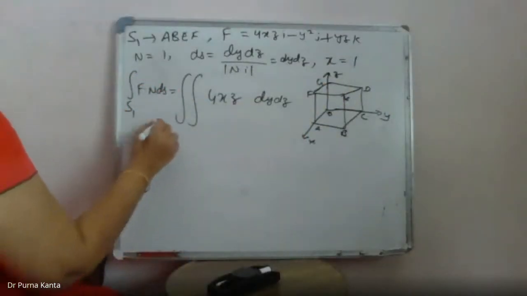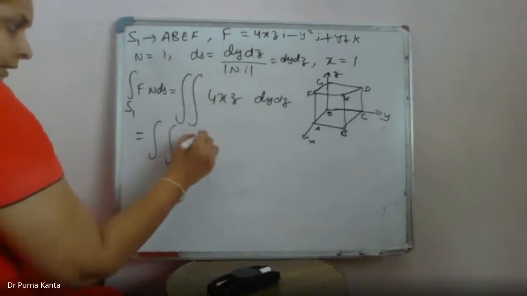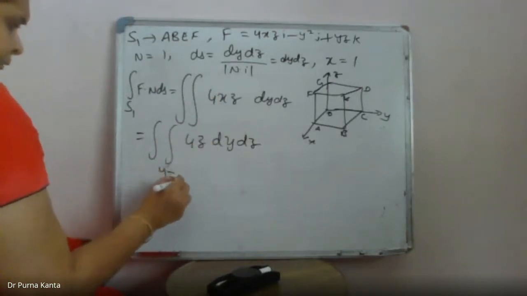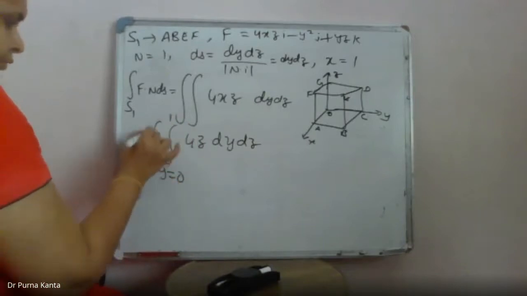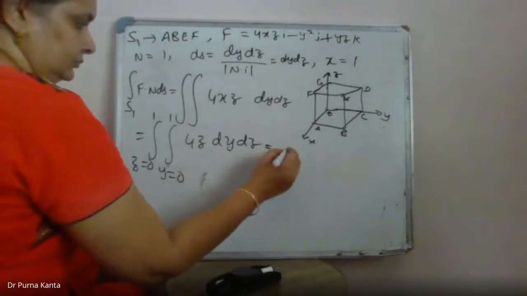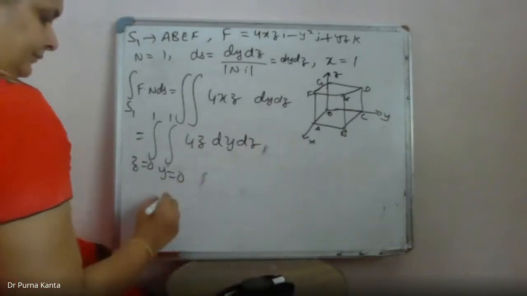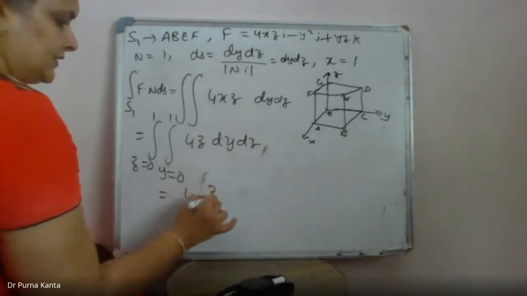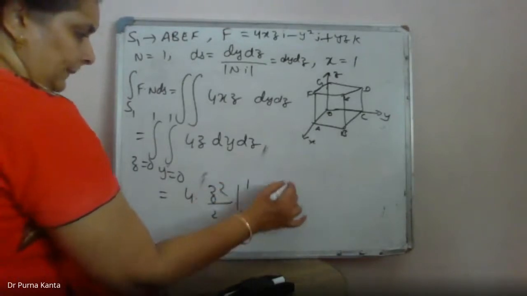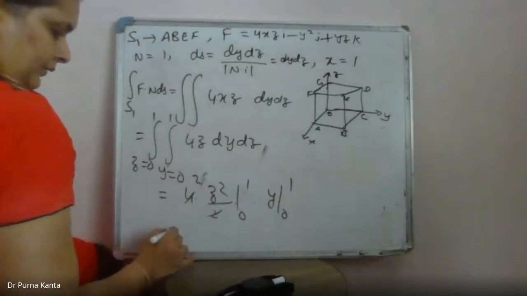So this will be equal to the double integral, if we substitute x equal to 1, of 4z dy dz, where y is from 0 to 1 and z is from 0 to 1. So this is equal to 4 into the integral of z, which is z squared by 2 from 0 to 1, times the integral of y from 0 to 1, which is equal to 2.